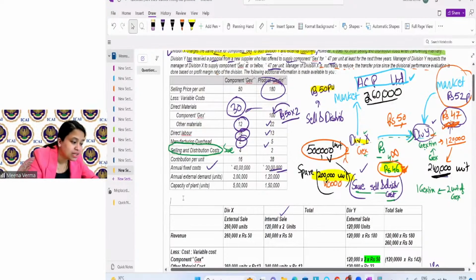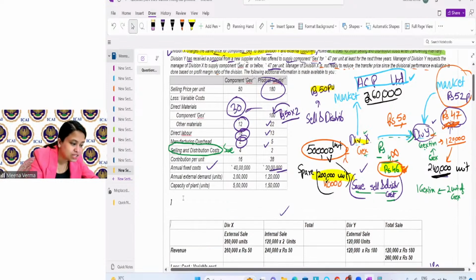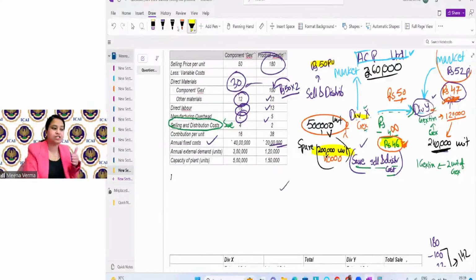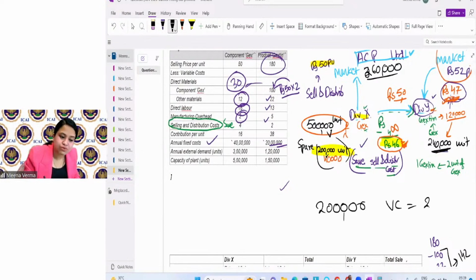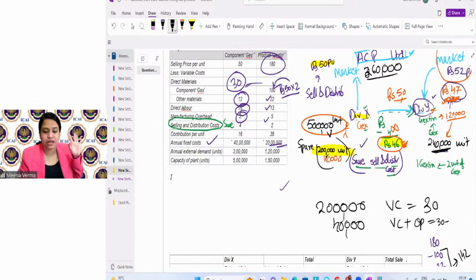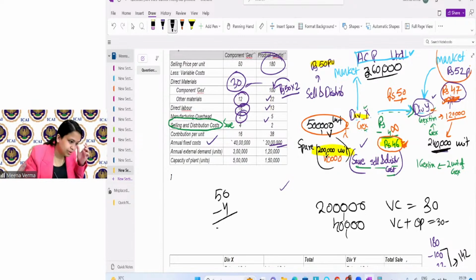Instead of this, what I told you was the minimum expectation: because department X had spare capacity, for the 2 lakh units it was enough if they were recovering the variable cost of 30 rupees. And for the remaining 40,000 units, what could they do? Variable cost plus opportunity cost. Now what was their variable cost? 30. Opportunity cost means from 50, just reduce 4, and minus 30 as well. What is it coming to?